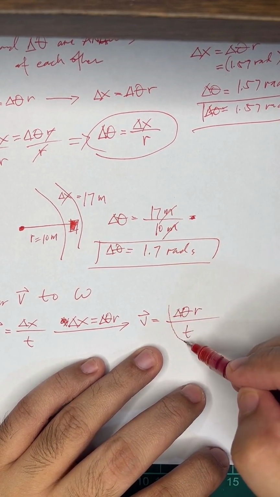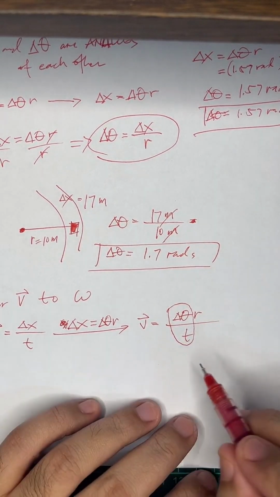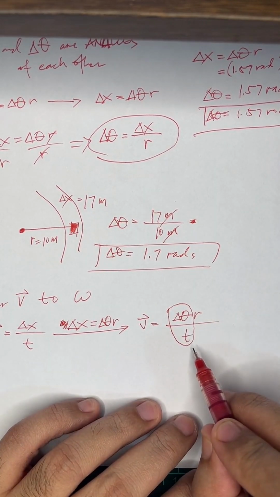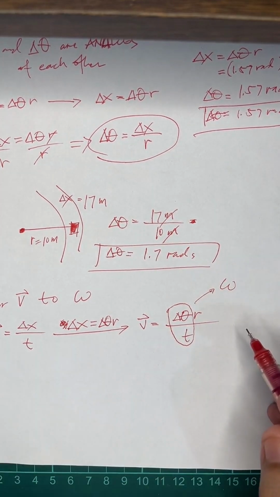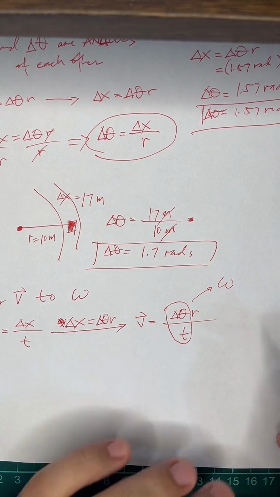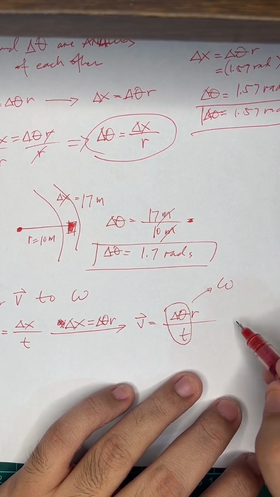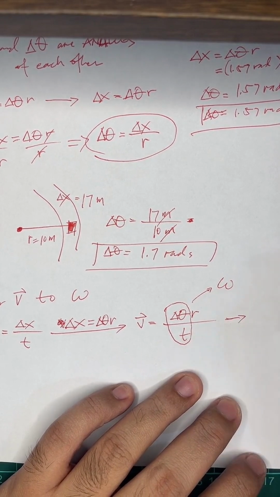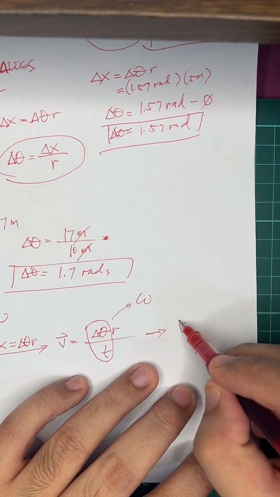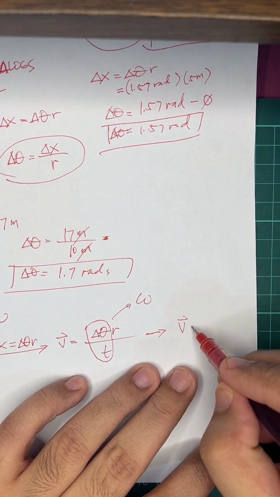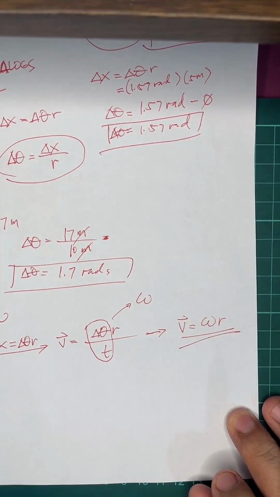So average velocity would be equal to delta theta r over t. This expression here, delta theta over t, that is omega, or what we call angular velocity. Therefore, we could say that linear velocity is also equal to omega times r. So it's that simple.